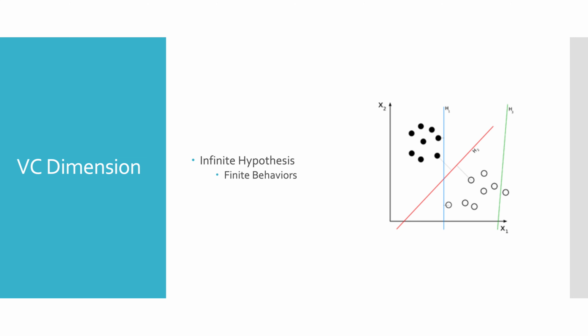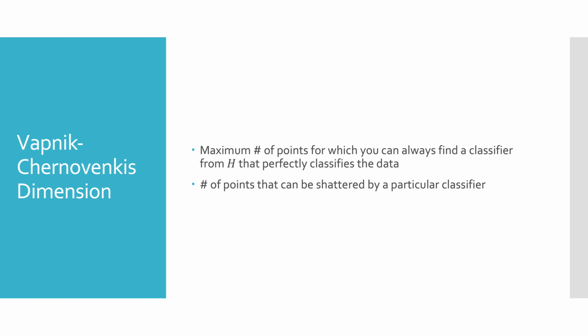With this insight in mind, the VC dimension was introduced. That is the Vapnik-Chervonenkis dimension. It's the maximum number of points for which you can always find a classifier from H that perfectly classifies the data. The terminology usually associated with this is the number of points that can be shattered by a particular classifier. We'll come back to that terminology in a minute.